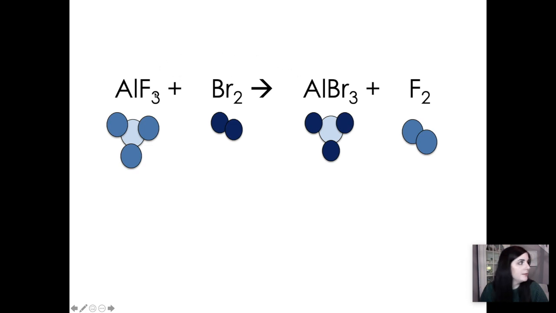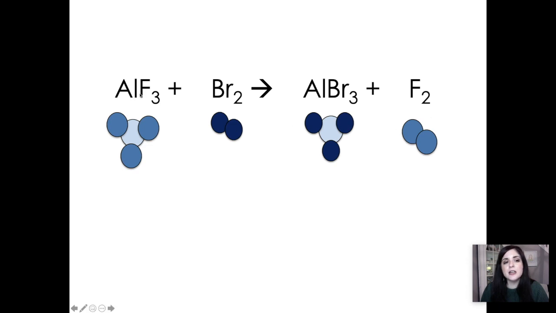Let's try fluorine. So it looks like I have 3 fluorine atoms on my reactant side. I have 1, 2, 3. Let's look at the product side. I have 2 fluorine atoms on the product side. We have to find the least common multiple of 2 and 3. So what value can I get to that is a multiple of both 2 and 3? Hopefully I'm saying that correctly. But your least common multiple, therefore, is 6.